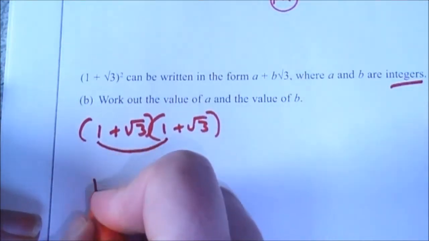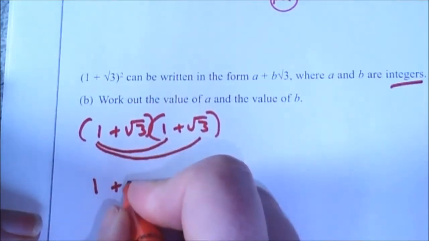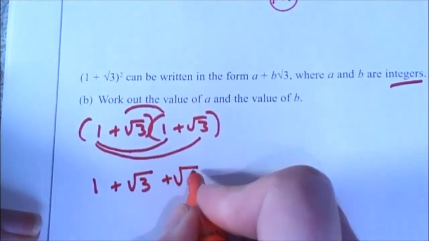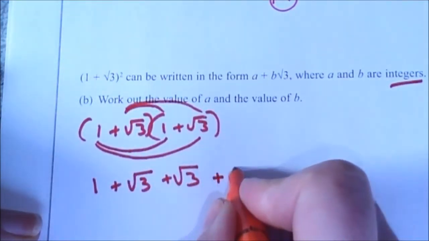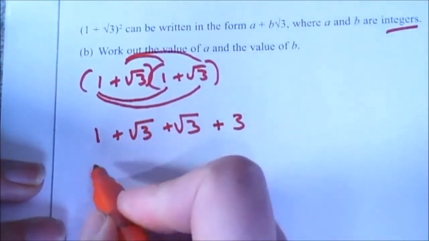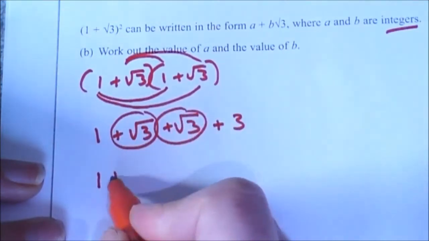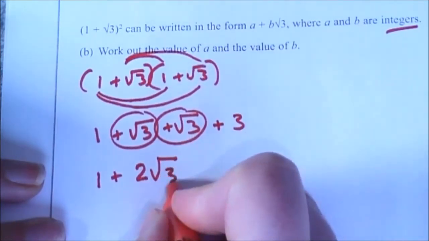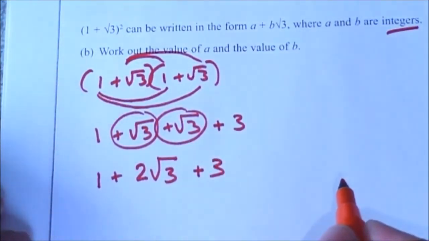So 1 times 1 is 1. 1 times root 3 is positive root 3. Root 3 times 1 is positive root 3. And root 3 times root 3 is positive 3. So once I've got to that stage, I can collect and simplify. So I've got that 1. I've got a root 3 and a root 3, so I've got plus 2 root 3. And then I've got that plus 3 on the end.